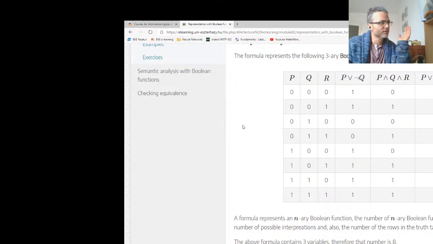So, if you want to figure out that a formula is a logical law, you have to construct its truth table. And of course, being a logical law means that all the truth values below the formula are ones, all of them. So this one here is not a logical law, because there are two interpretations where the formula evaluates to false.